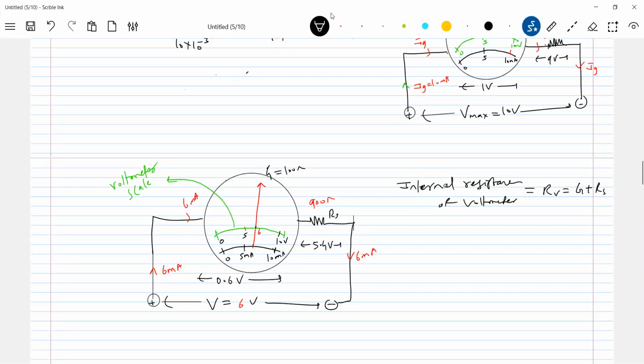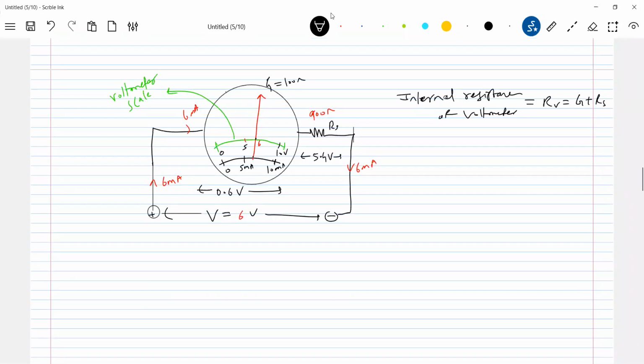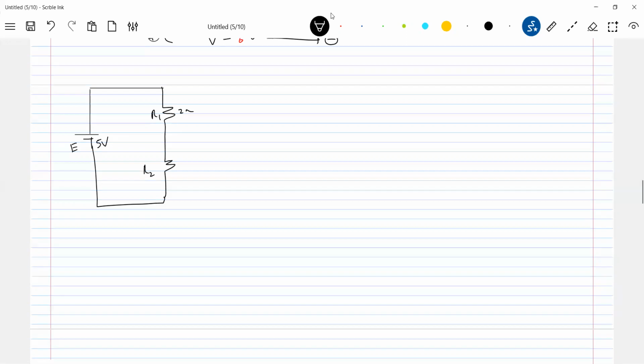Okay, that is about the construction of the voltmeter. Let's go for it practically. Let me use this in a circuit. What are the troubles it will introduce? There's a 5 volt cell, there's R1, 2 ohm, R2, 3 ohm.